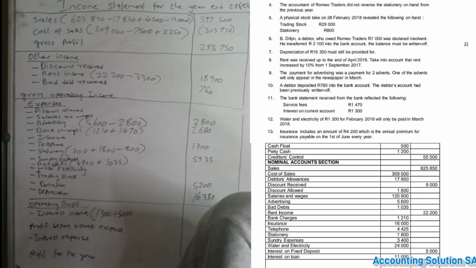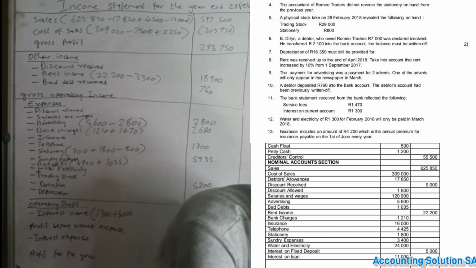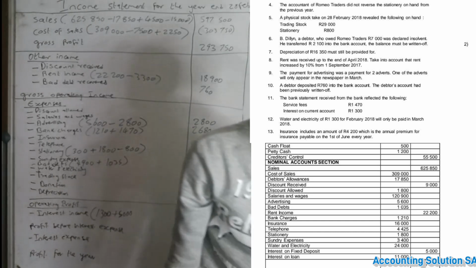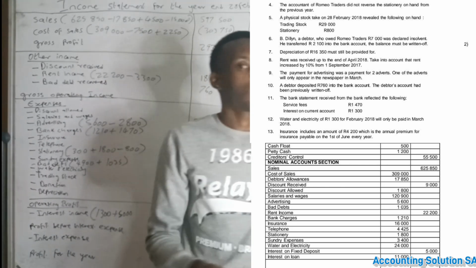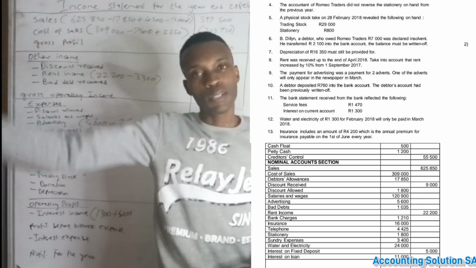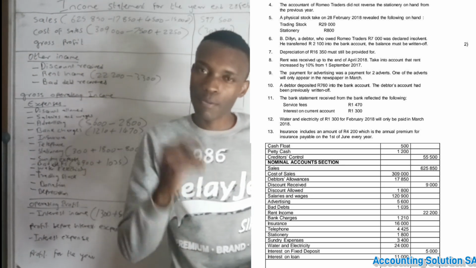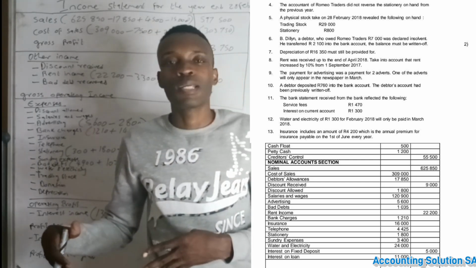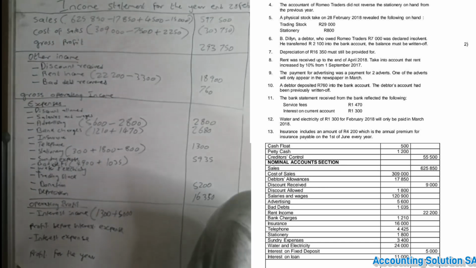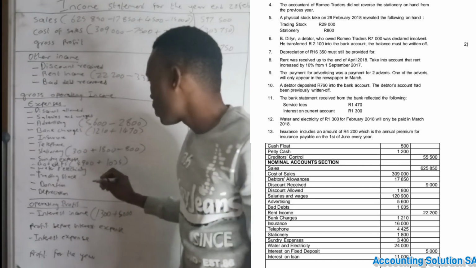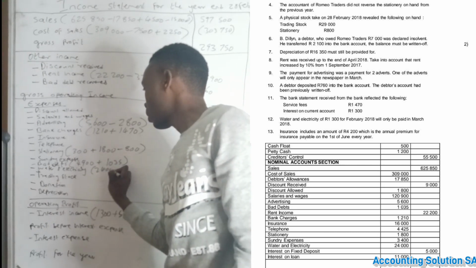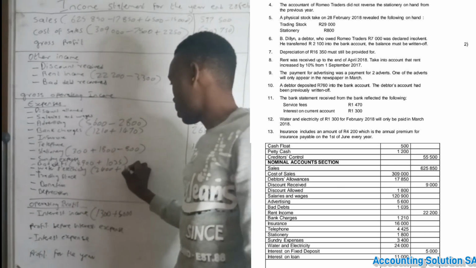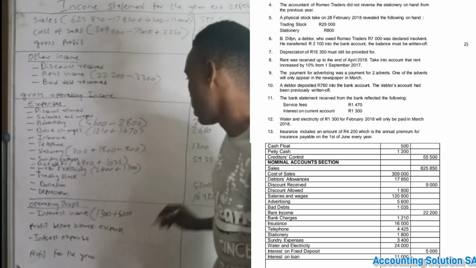Then the next one is number 12. Water and electricity of 1,300 for February will only be paid in March. In other words, they recorded for 11 months and they didn't record for February because it's going to be paid in March. What do we do in this case? Remember the principle that I say, we must not record 11 months, we must record 12 months, which means that we have to add this amount. 1,300 must be added to water and electricity amount of 24,000. We must add 1,300 so that it can be 12 months. Then it's gonna give us 25,300.